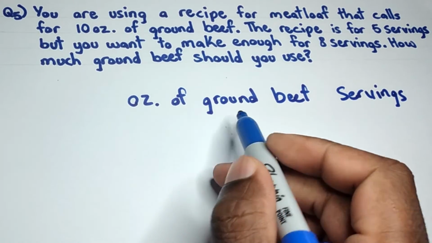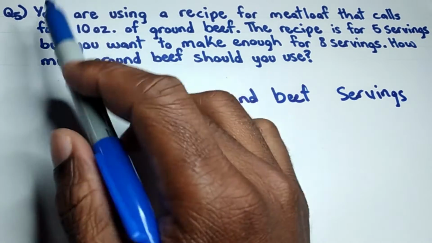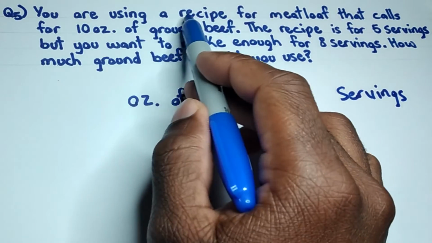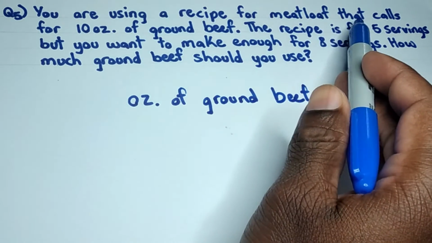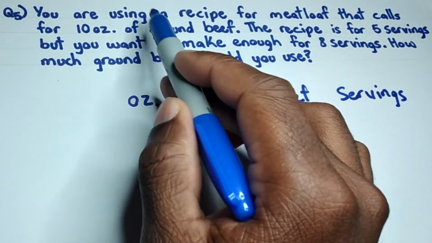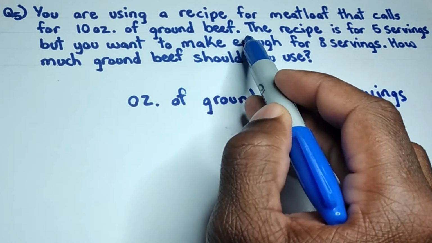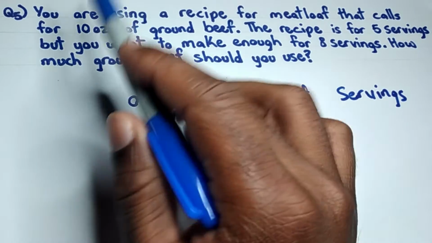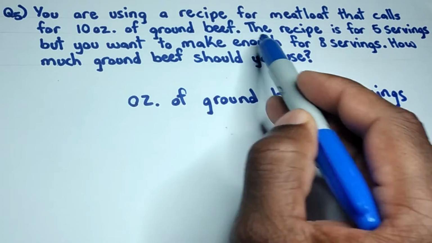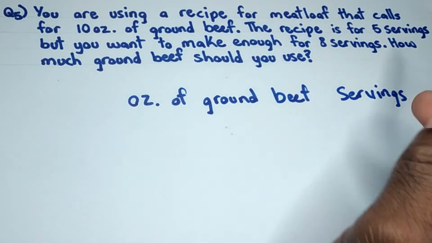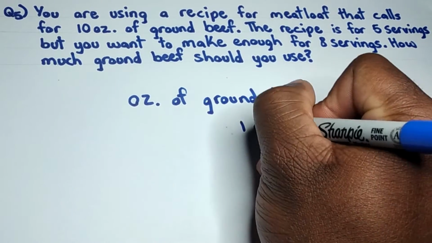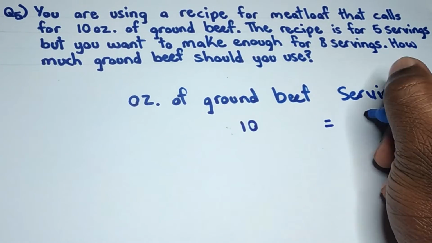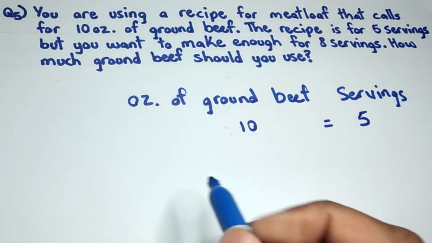So we know that what? Remember they say you are using a recipe for meatloaf that calls for 10 ounces of ground beef. The recipe is for 5 servings. So the 10 ounces of ground beef is for 5 servings. So from the 10 ounces of ground beef, we can get 5 servings.